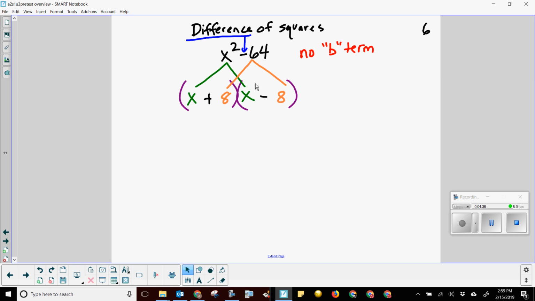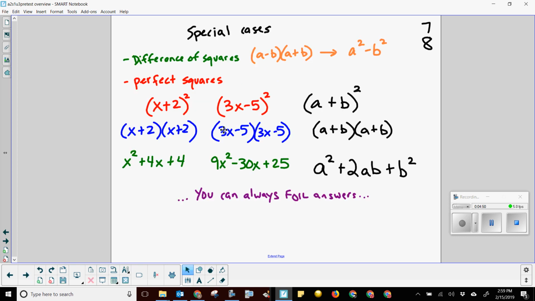But when they can, or after you take out a common factor perhaps, one gets a positive, one gets a negative, because if you FOIL these, you'd get an 8x and -8x in the middle. More special cases. So the difference of squares, when you FOIL these, whatever your a value is, you square it. Whatever your b value is, you square it, and then you put a subtraction sign in the middle.